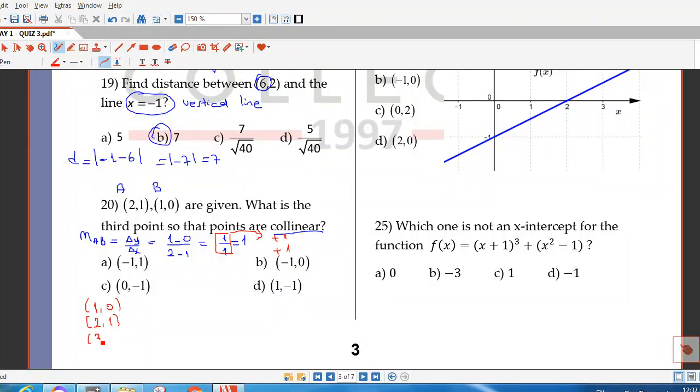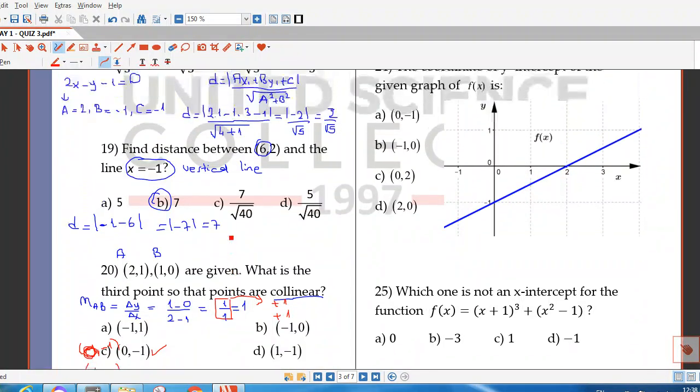So if I use the same logic, the third point can be 3, 2 or 4, 3. But there is no choice like this. So if I go back, subtracting 1 from both, negative 1, 0. If I subtract 1, 0 and negative 1 is going to be the point that we look for. The answer will be C. Or one by one, you may try each point with a given point to find the slope. You should get 1 in the end.